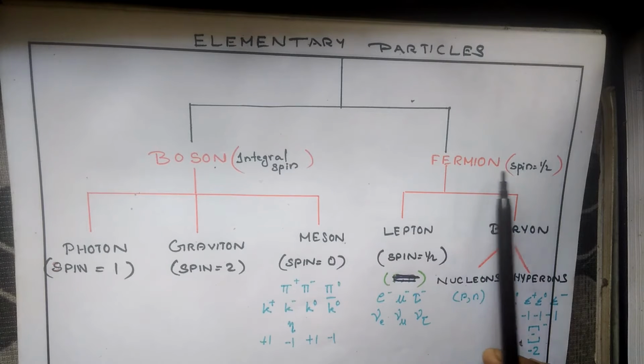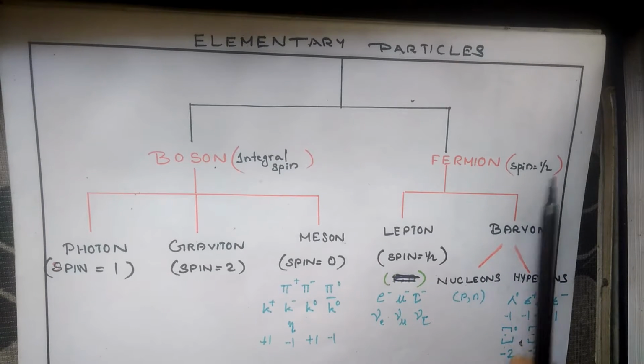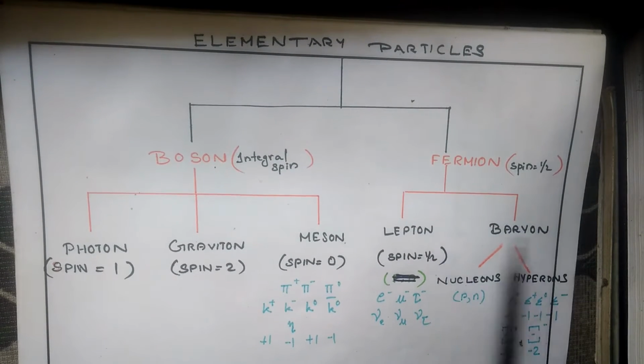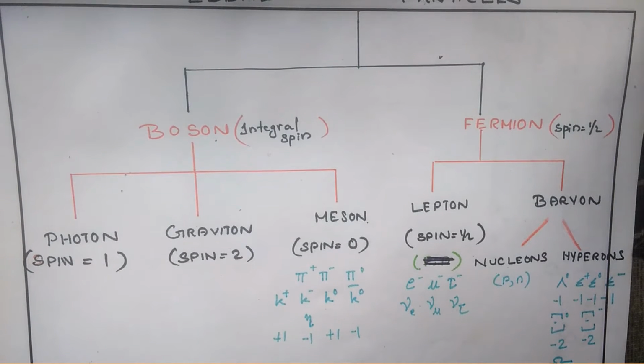Then is fermion. For fermion, the spin is half. They are mainly divided into two, lepton and baryon. Lepton, we have the members here. And baryon is further divided into nucleons and hyperons. This classification will give the complete idea about the elementary particles.